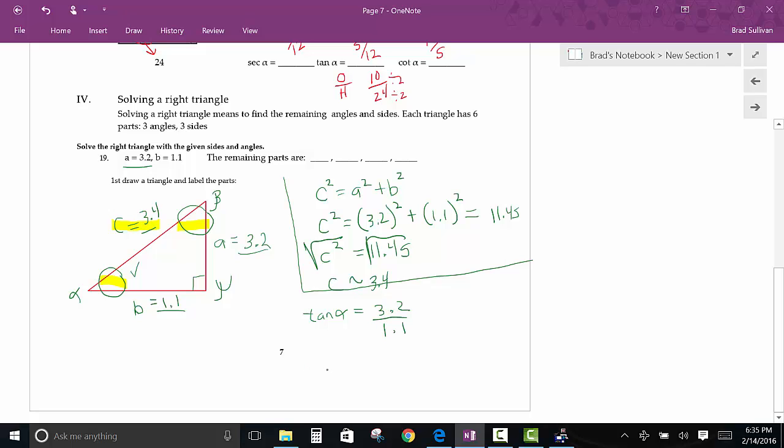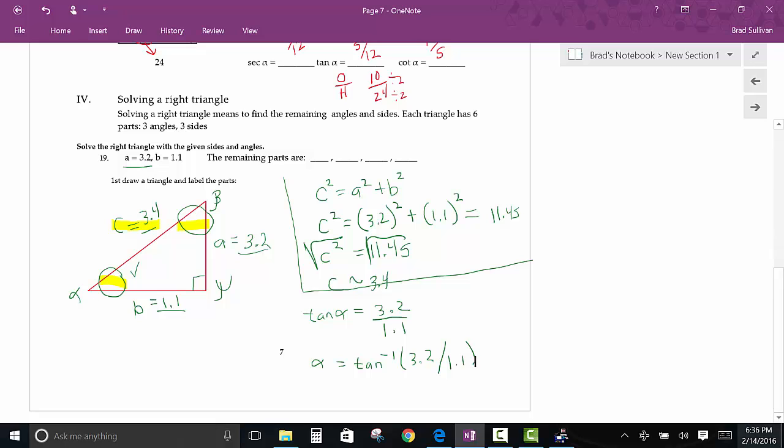Now, one of the things we learned in this section is that we're trying to find angle alpha. So the way you put this in your calculator is you do the inverse trig function. You're going to say inverse tangent of 3.2 all over 1.1, and just do this in one step on the calculator.